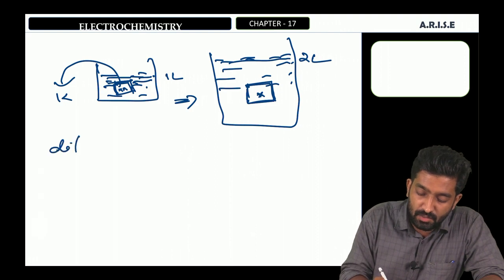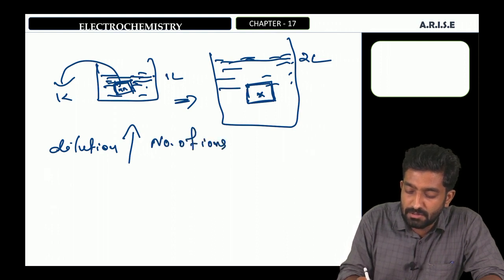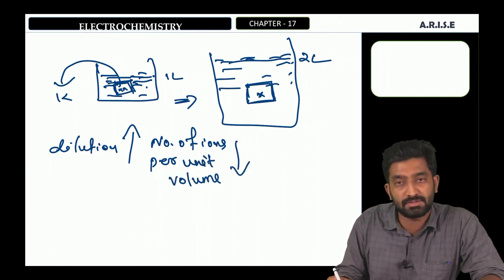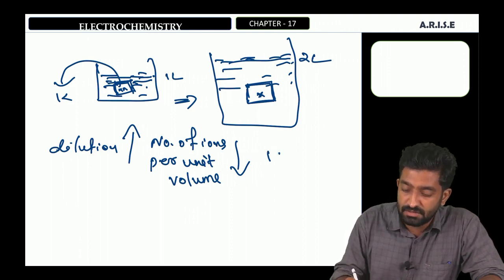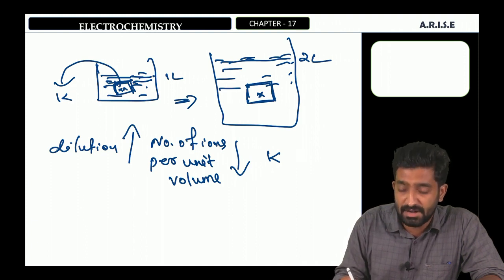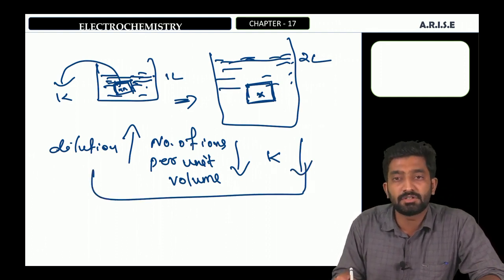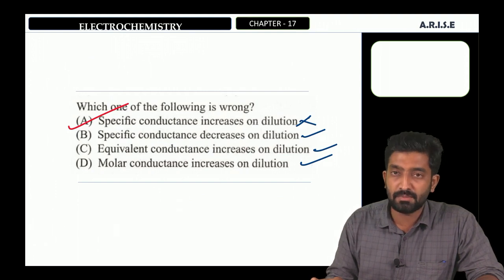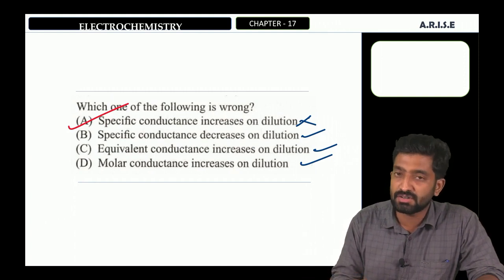That's why specific conductance decreases on dilution. When dilution increases, the number of ions per unit volume decreases. And what is specific conductance or conductivity? The conductance of unit volume of a solution. That is, the conductance of unit volume, or conductivity, will decrease. That's why when dilution increases, the specific conductance or conductivity decreases. Therefore, the incorrect statement is option number 1, specific conductance increases on dilution. That's a wrong statement. Specific conductance decreases on dilution.